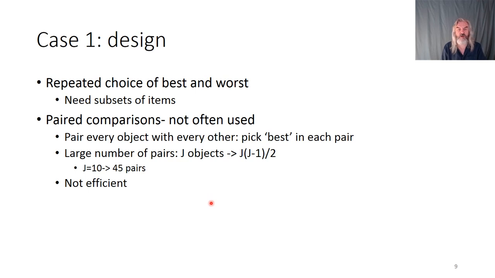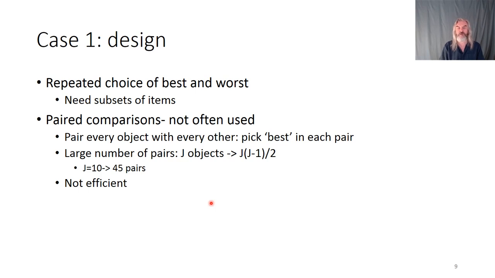So the question now is, how do we do the design? As I said, the case 1 best worst scaling is often used with large numbers of objects. 12, 20, 30 different objects might be in the set of things you're trying to rank. And so the fundamental component of a best worst scaling design for this case 1 is that it's repeated choices of best and worst. We don't just ask this question once of people, we ask them a whole series of questions. And we do that by generating subsets of items.